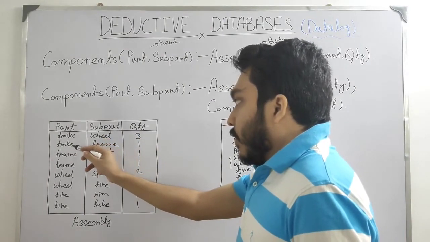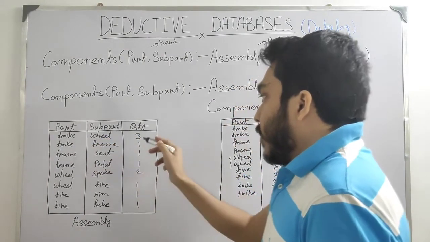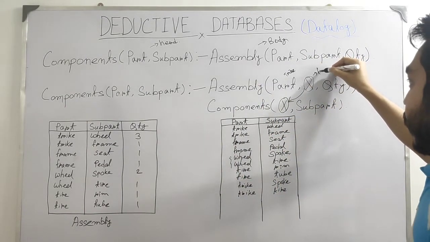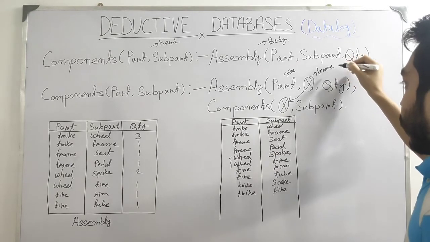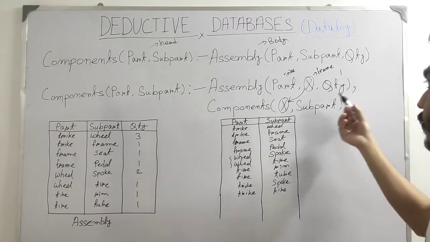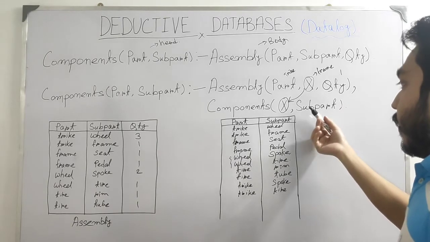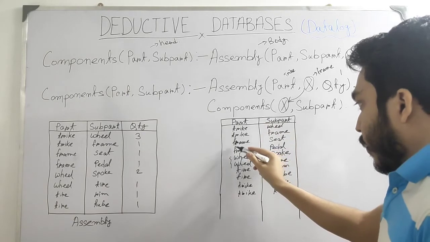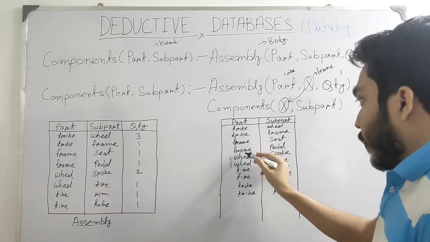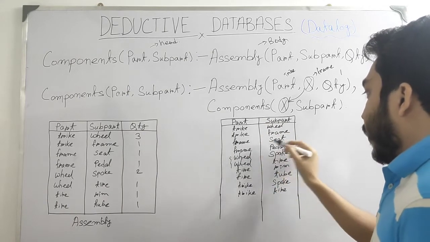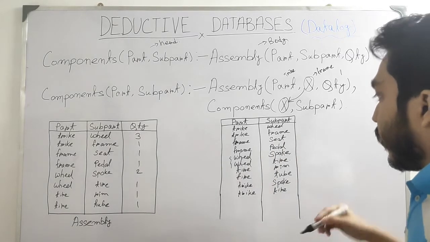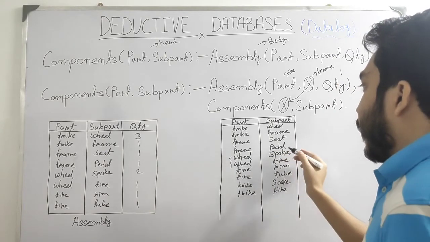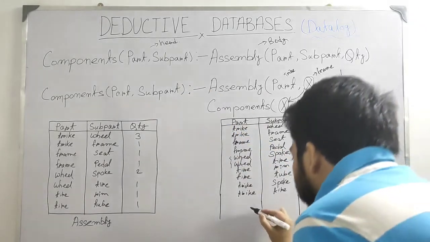Okay, let us check. For the next tuple, here we have trike, frame and 1. So we have trike, frame, quantity is 1, and we need to search for a tuple in components where frame is a part. So in the component relation, look, I got frame, and frame is a part and seat and pedal is a subpart. So again I need to add trike and seat and trike and pedal in our component relation.